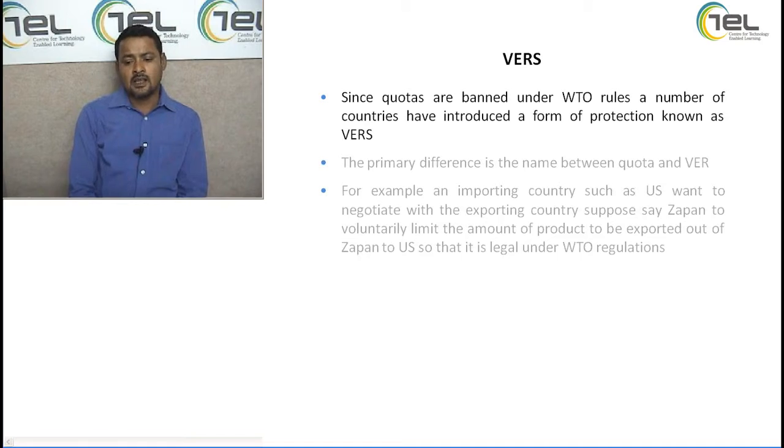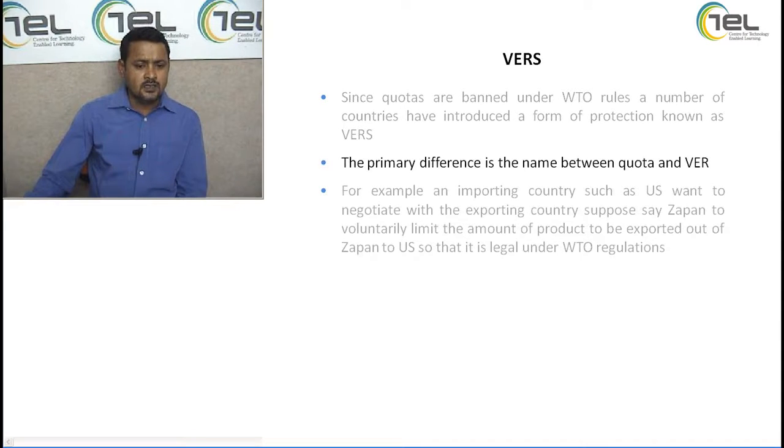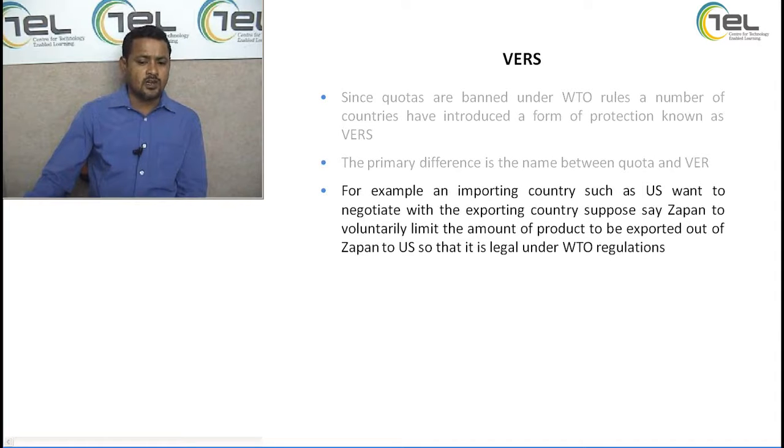For example, an importing country such as the US wants to negotiate with exporting countries such as Japan to voluntarily limit the amount of product to be exported out of Japan. So the US is not putting the import quota, but Japan is putting an export quota voluntarily on its own. So it remains legal even under WTO regulations.